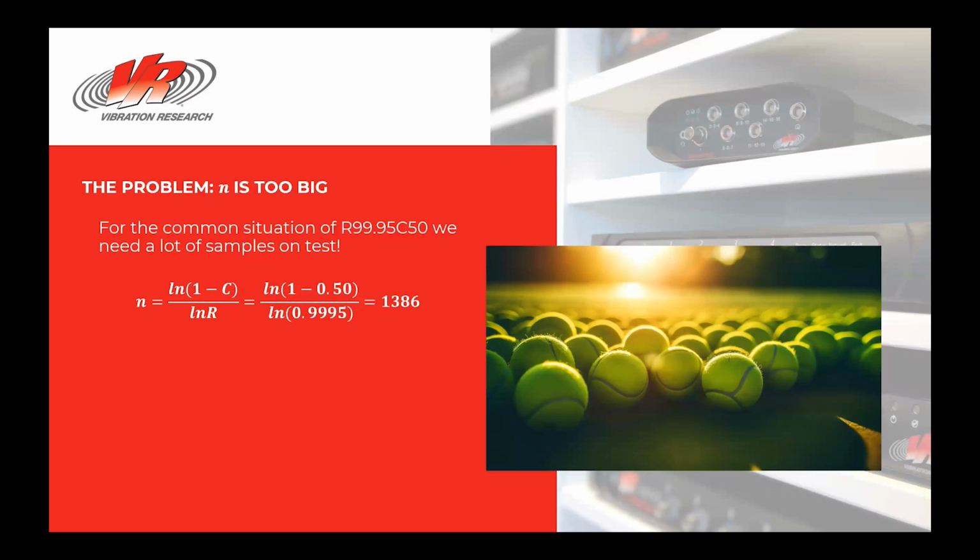The problem is, if I do that, n is too big. So if we look at our example, we can say that, if we have R99.95 C50, we would need a lot of samples. That would work out to 1,386 samples that we would need to put on the test to one service life. This is not going to happen. So let's look at our previous Weibull math and see if we can combine these distributions to help us generate a more achievable number of test parts and test time.